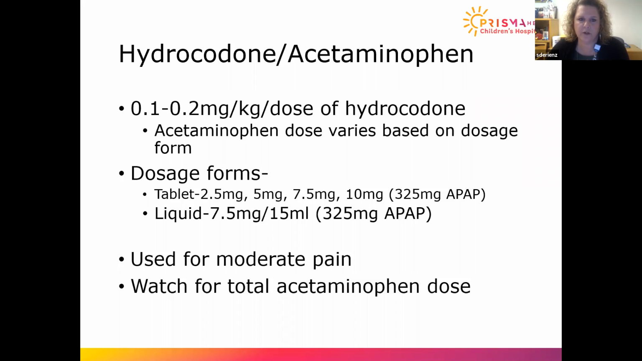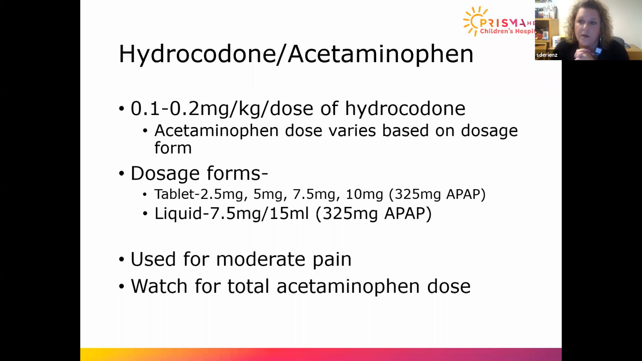So now skipping on to our opioids, and this is a combination product that I'm sure you guys feel like we kind of hand out like water at the Children's Hospital, but it's hydrocodone acetaminophen, more commonly known as Lortab. There's other brand names you hear sometimes called Norco or Vicodin, but basically hydrocodone acetaminophen is the combination, obviously, of hydrocodone, and that's what we dose off of, the hydrocodone component of the drug.